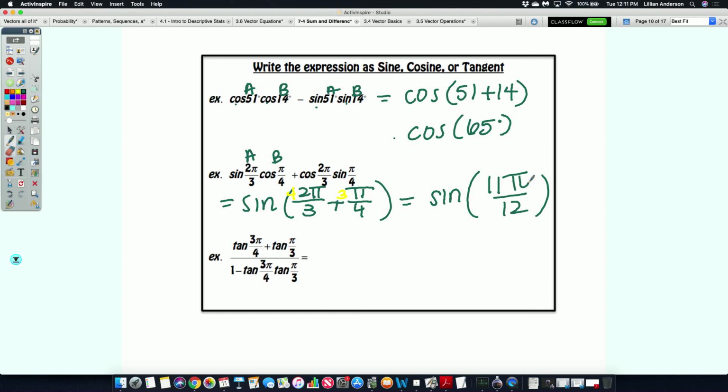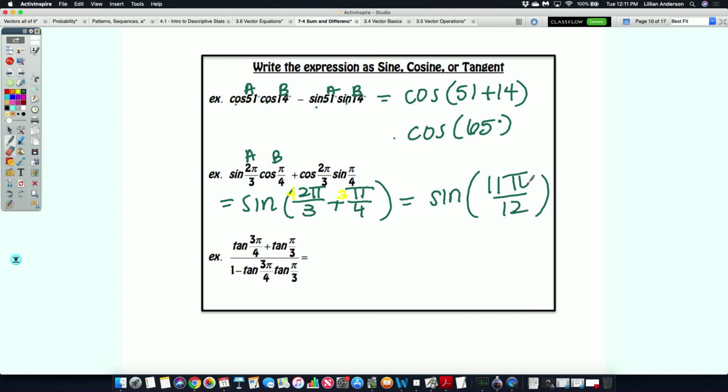Did we have that one? 11 pi over 12? Yes. Then, like I told you, you can use different angles from a unit circle to get an 11 pi over 12. I think we used 5 pi over 4 and pi over 3, something like that. But we still got the same answer that we would get if we used those two angles.